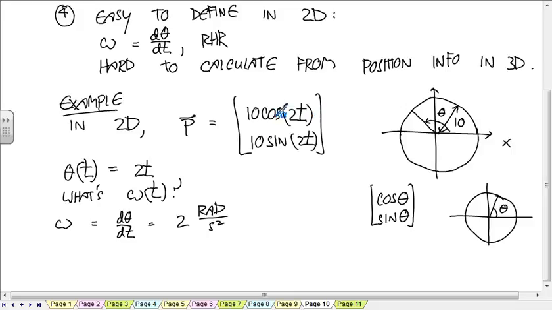That's just what a function like this is. You can think of pulling out the tens, and you have 10 times a unit circle where the angle that you're sitting at is determined by the function 2t.